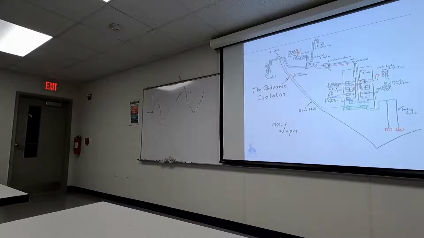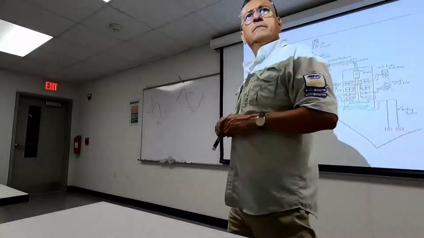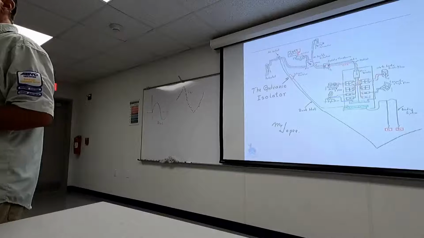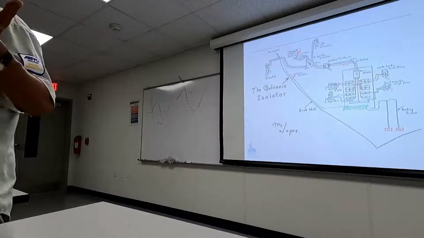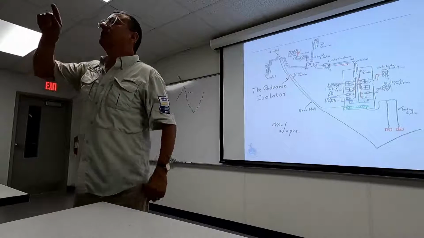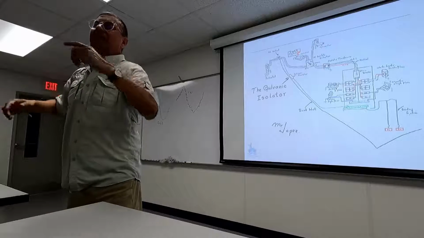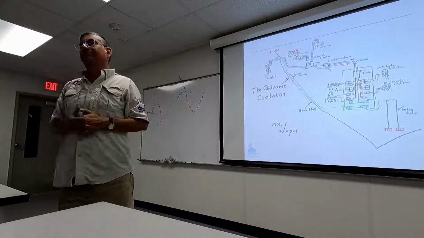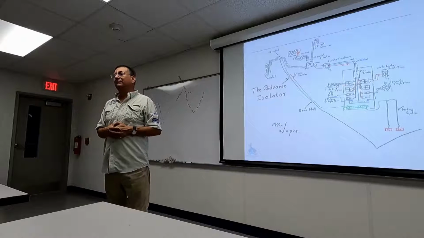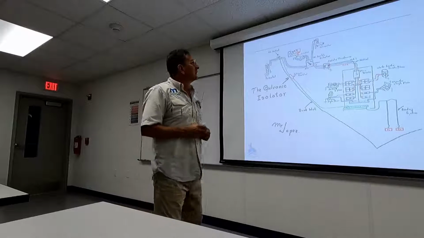Why is DC already clean? Excuse me? DC currents already clean? Yeah, the DC currents are clean because they don't change polarity. It's a straight signal. It's clean. So this actually blocks DC current too, right?